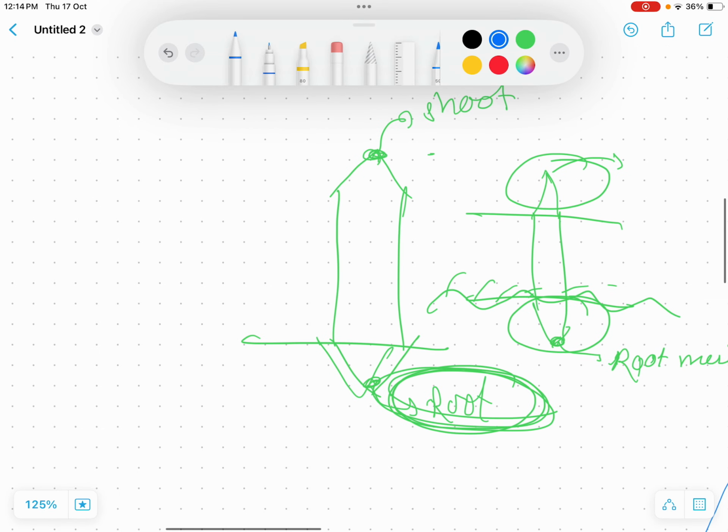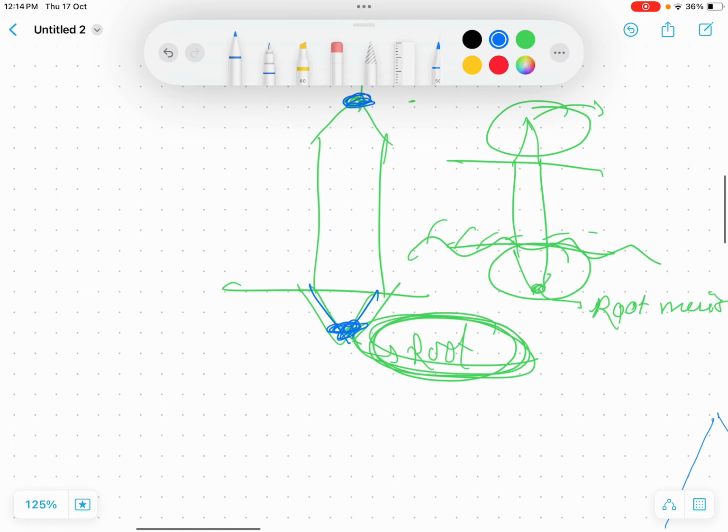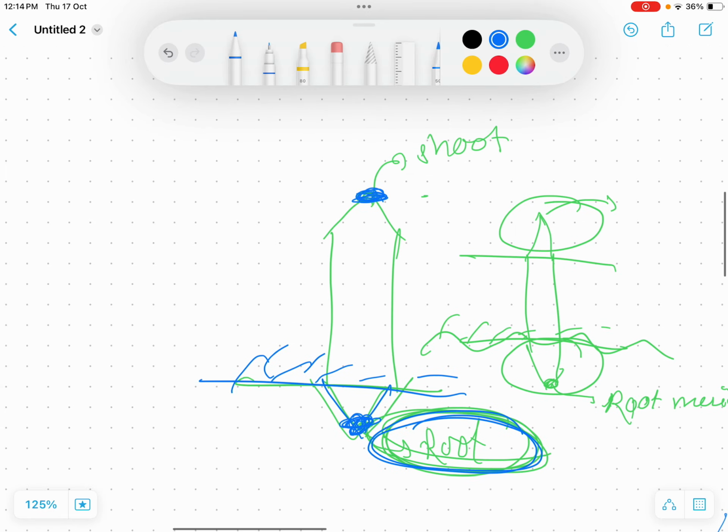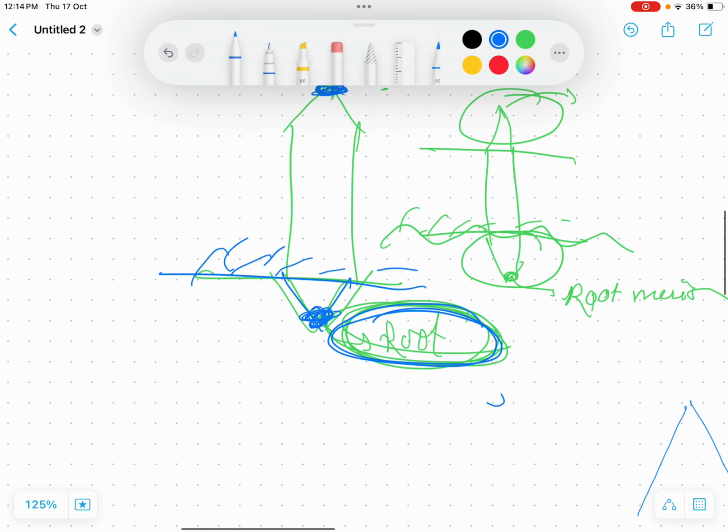Again, there is a plant. There are two apical meristems. One, below the ground, helps in the formation of root, and the one above the ground helps in the formation of shoot.